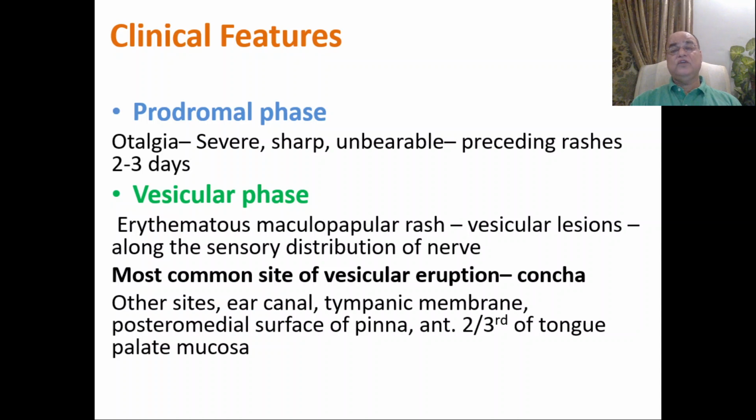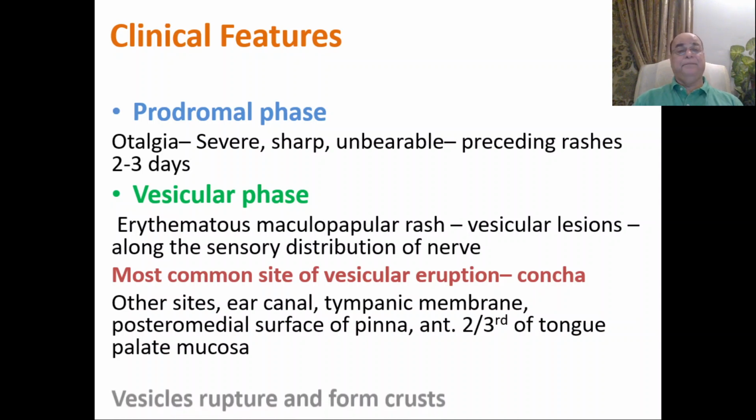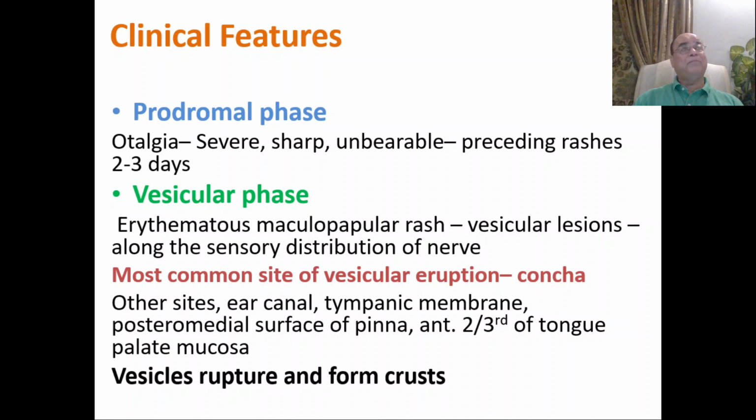Most common site of vesicular eruption is the concha, but other sites like the external auditory canal, tympanic membrane, post-auricular groove, and in the oral cavity, the palatal mucosa and anterior 2/3 of the tongue can also be involved. But the most common site of these vesicular eruptions is the concha in the pinna. And as I told you, when the pressure of the fluid increases in the vesicles, they rupture, and then there is crust formation.